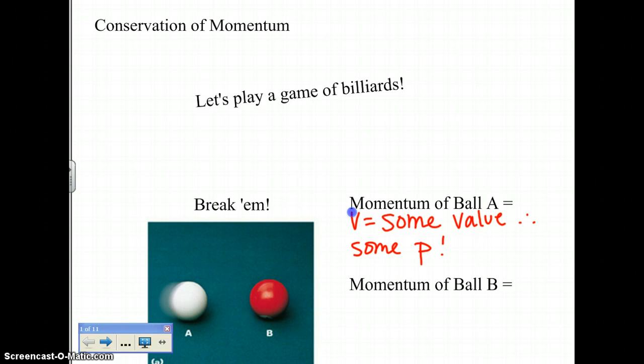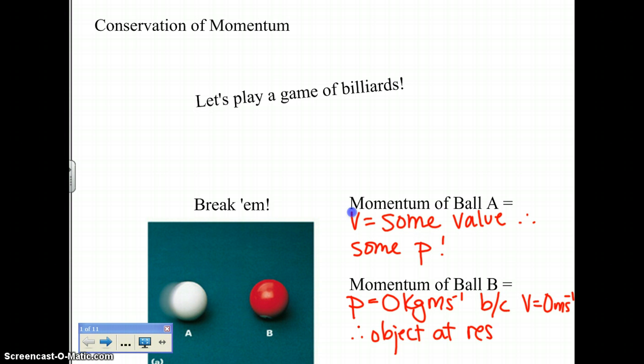With that in mind then, what is the momentum of billiard ball B, guys? That red one there. It's just chilling out, right? So what is its velocity? Its velocity is 0. Well, P equals m times v. Since your velocity is 0, then your momentum is also going to be 0. The object is at rest. So momentum of ball B, P equals 0 kilograms times meters per second, because velocity equals 0 meters per second. Therefore, the object is at rest. Make sense?